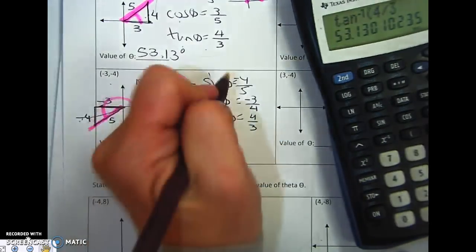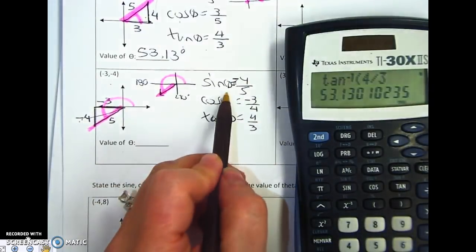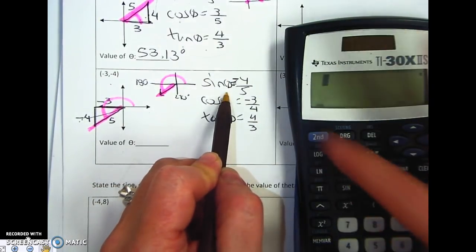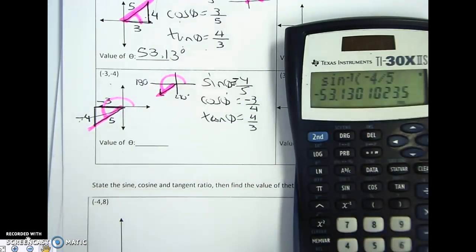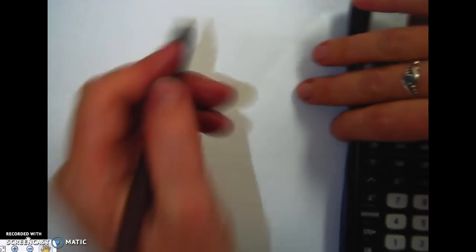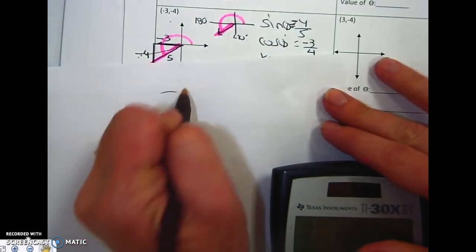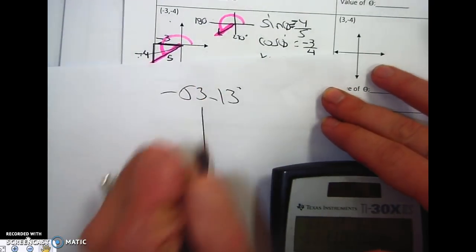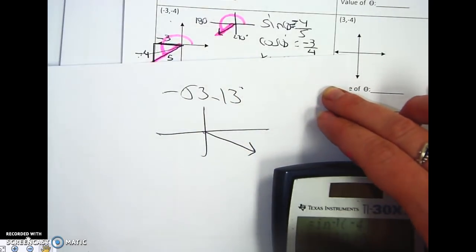Okay, so let's make sure you see that negative. I'm going to do the inverse sine of negative 4/5. Now that's negative 53 degrees. Now I want to tell you, if I do negative 53 degrees and I put that in standard position, let me try to move this here. So negative 53.13 tells me it's in the fourth quadrant. So that didn't give me the right answer.